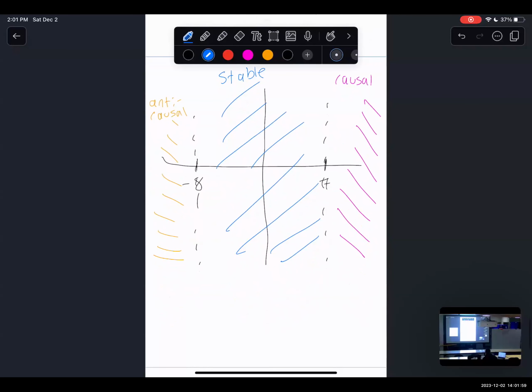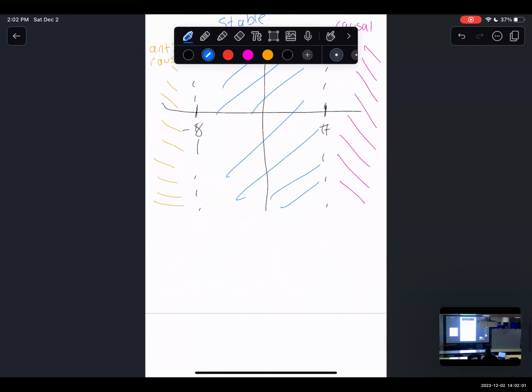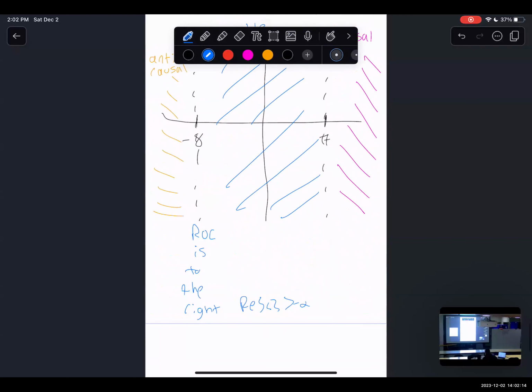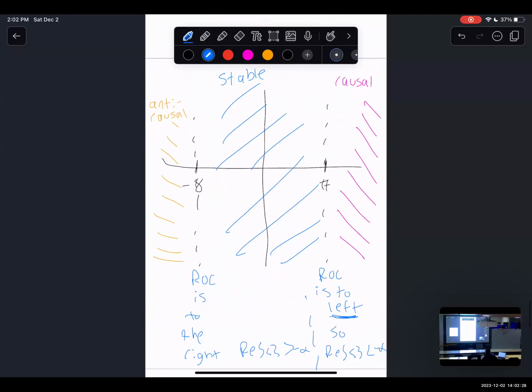And where it gets tricky is, for example, in this stable equation, for this one the ROC is to the right, which means you're going to use Re(s) is greater than minus alpha, but for this one the ROC is to the left. So you're going to use Re(s) is less than minus alpha, right? So there's two different properties. Okay. Any questions, guys?